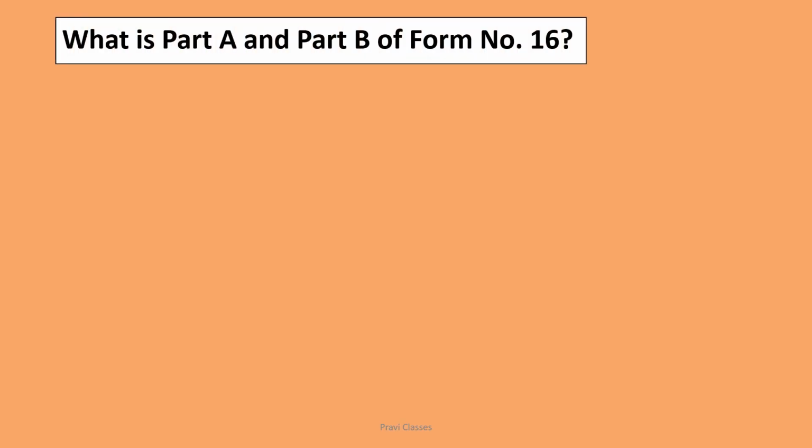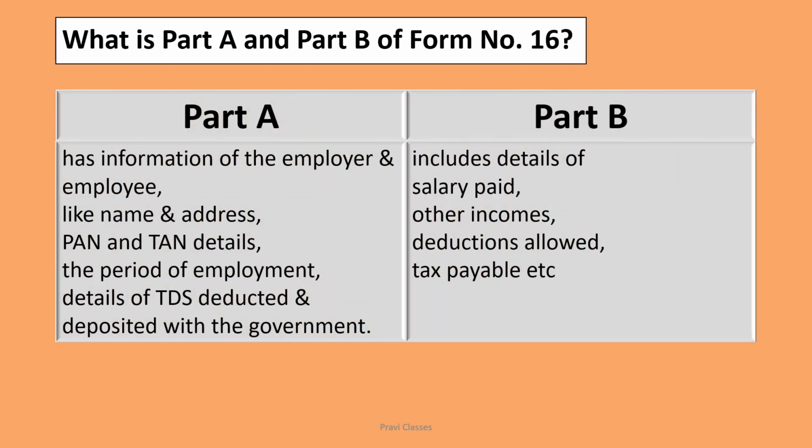What is Part A and Part B of Form number 16? Part A has the information of the employer and employee like name and address, PAN and TAN details, the period of employment, details of TDS deducted and deposited with the government. Part B includes details of salary paid, other income, deductions allowed, tax payable, etc.